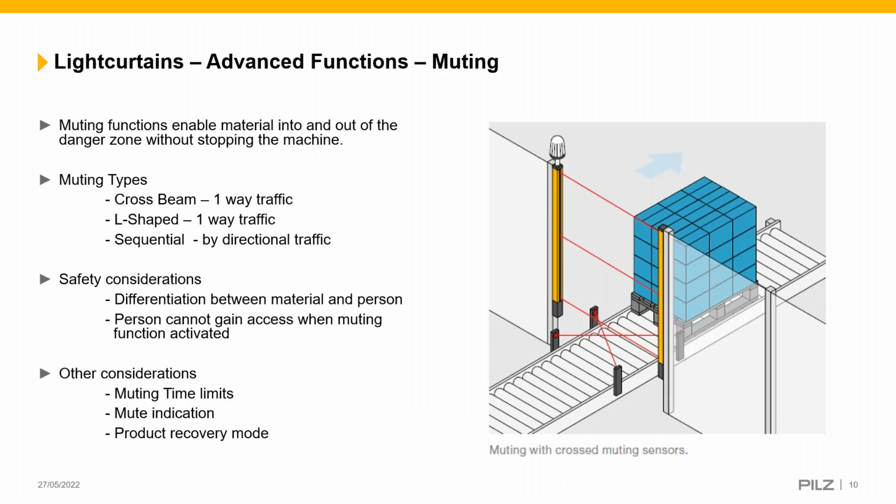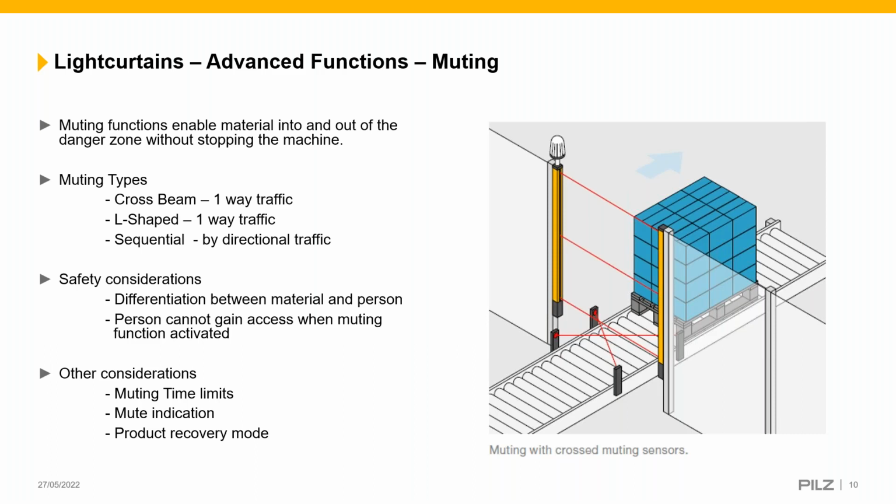So muting. Muting is a function which allows the light curtain to be broken, but the machine to continue running. So it's maybe where you want to have, as we've got a picture here, pallets of product maybe going in or coming out of the machine, and you don't want the machine to stop every time, because obviously that wouldn't work. There's 3 types of muting, and this is pictured is cross beam muting.